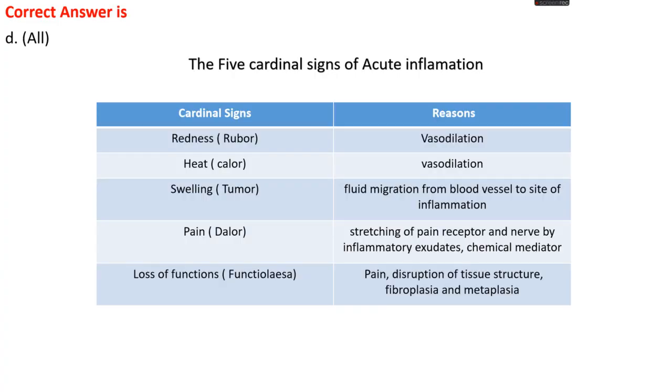The five cardinal signs of acute inflammation along with their reasons are as follows. First is redness, rubor, which is due to vasodilation. Heat, calor, is also due to vasodilation. Swelling, tumor, is due to fluid migration from blood vessels to the site of inflammation. Pain, dolor, is due to stretching of the pain receptors and nerves by inflammatory exudate and chemical mediators. And loss of function is due to pain, disruption of tissue structures, fibroplasia and metaplasia.